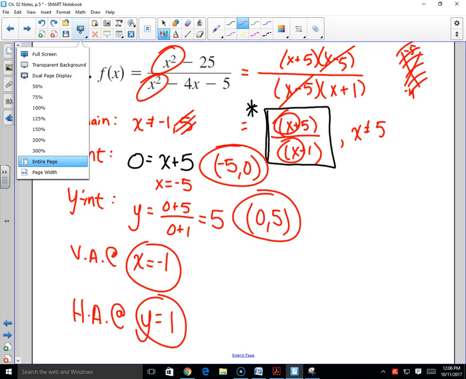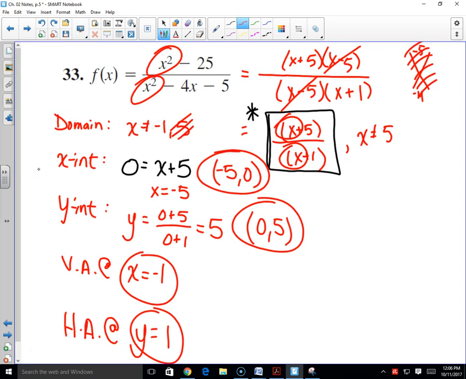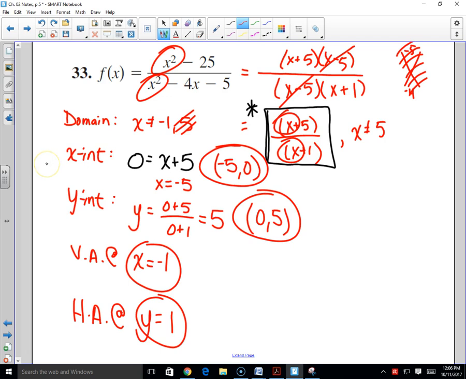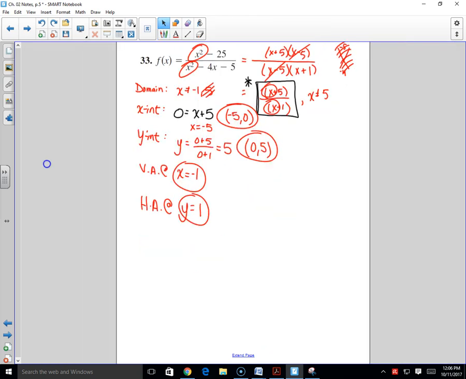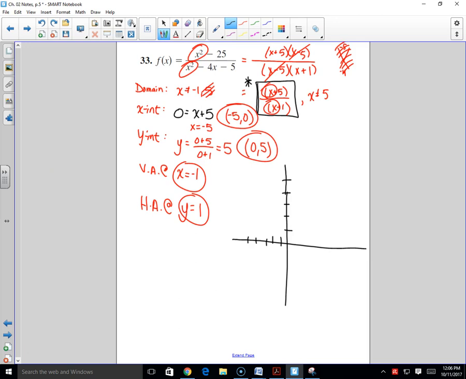Now, at this point, we're going to ask ourselves, do we need a table? Maybe the answer is yes, maybe the answer is no. Let's graph what we have first and see if we need one or not. I see the point negative 5, 0. 0, positive 5. I see a vertical asymptote at negative 1. A horizontal asymptote at y equals 1.